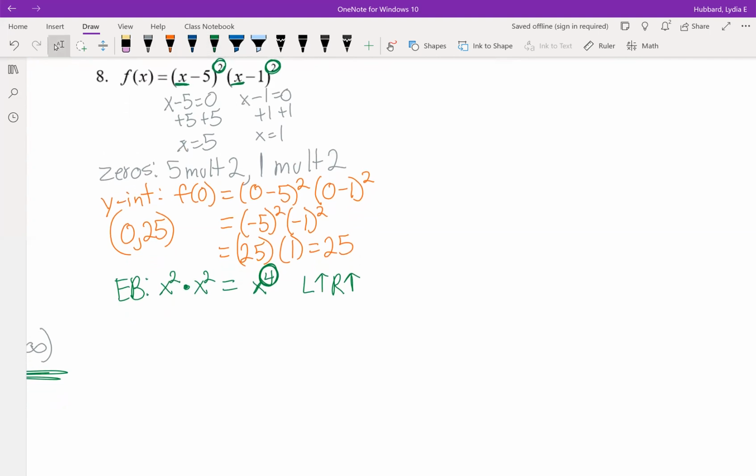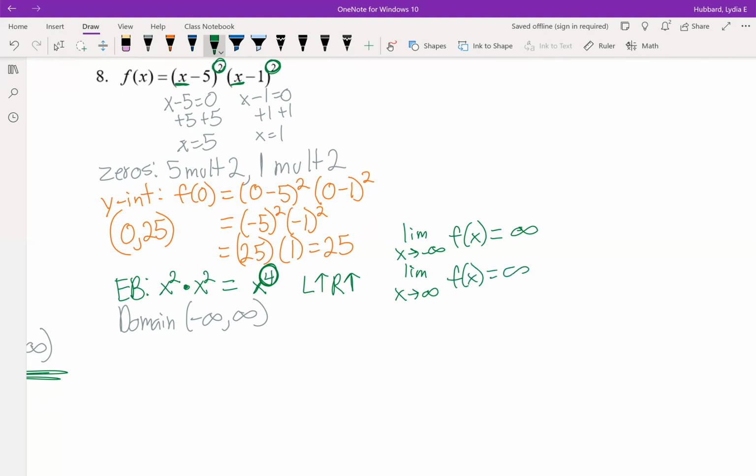And again, domain for this one, there's no real restrictions on this. So again, it's going to be -infinity to infinity. Oh, and we didn't write those in limit notation. Silly me, we need to do that. So we'd say the limit as x goes to -infinity, f of x approaches, this is the left side, so infinity. And the limit as x goes to positive infinity, so the right side, f of x also approaches infinity because it's going up.